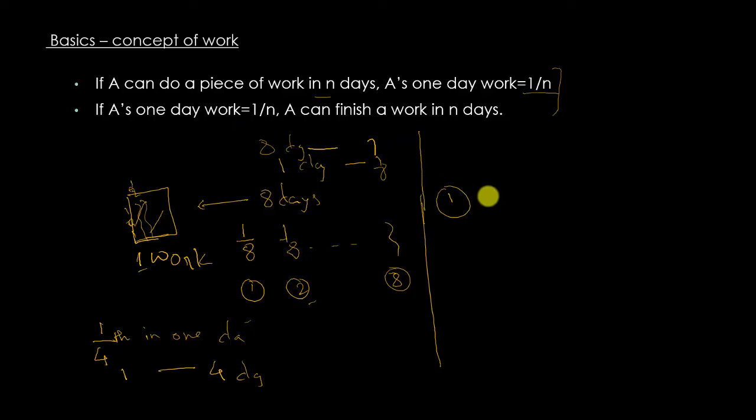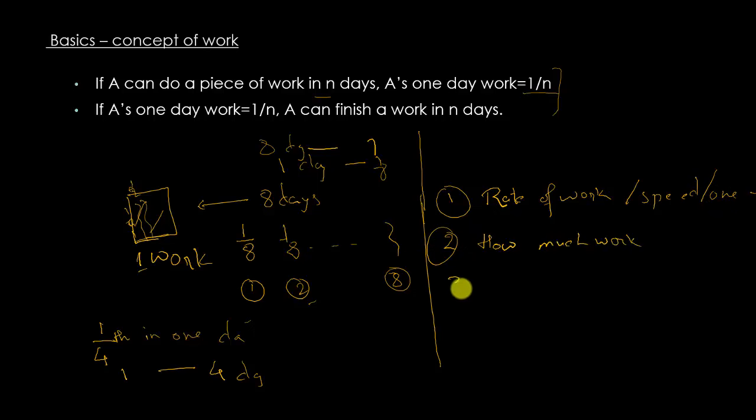All the time and work questions rotate around these three quantities: rate of work, that is work per day. What is his speed at which he works? Rate or speed of 1 day work. Okay. Second thing is how much work. Third thing is the time we take. So all the questions revolve around these three pieces of information.